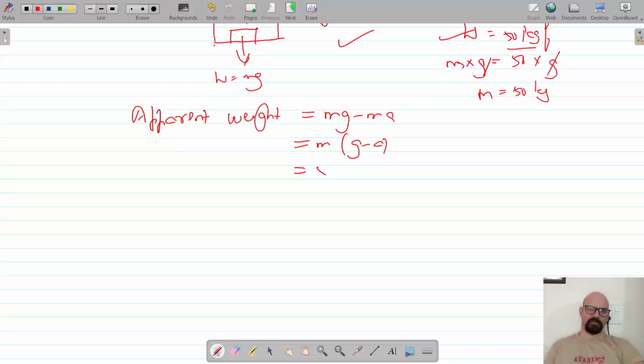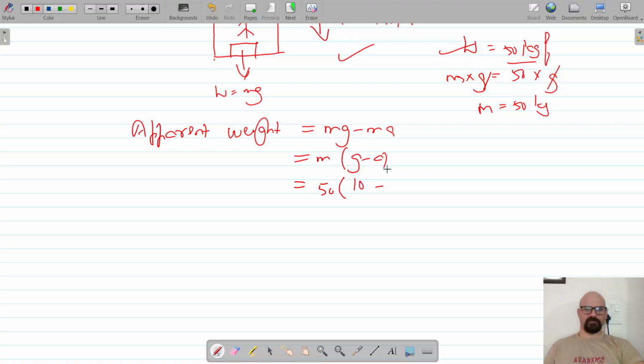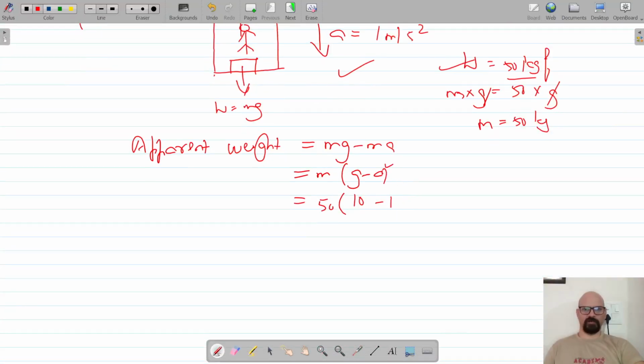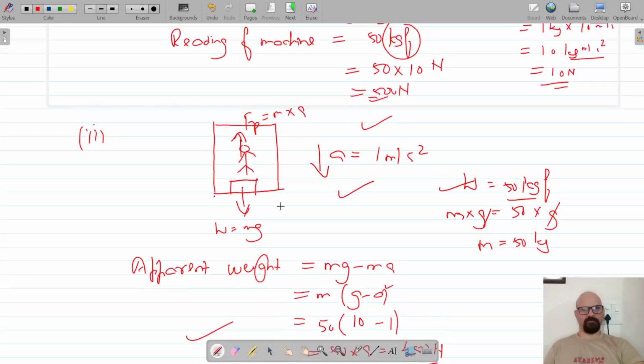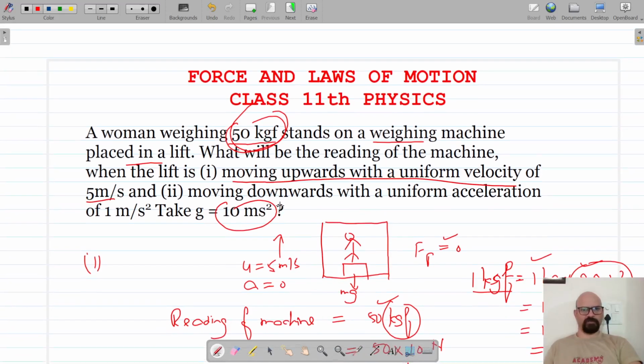So let's replace the value of the mass, which is 50 kg, and the acceleration due to gravity, which we have to take as 10, and the acceleration with which the lift is moving downwards is 1. So this is 50 into 9, that is 450 Newton, which should be the apparent weight or the reading of the machine when it's moving downwards with a uniform acceleration of 1 meter per second square.